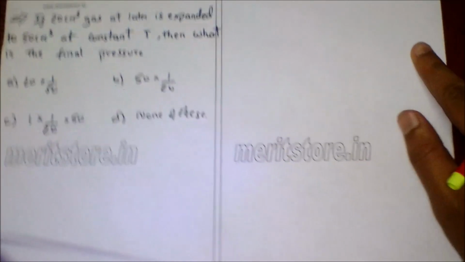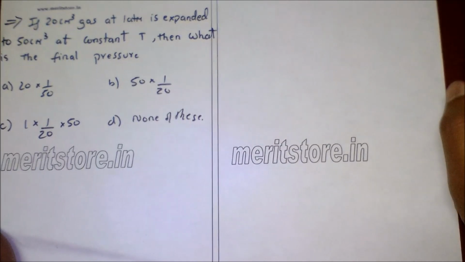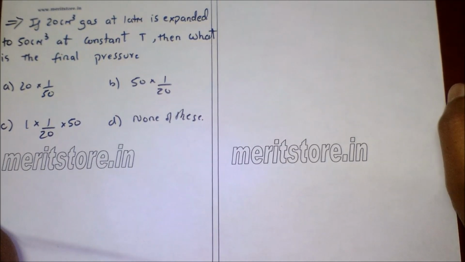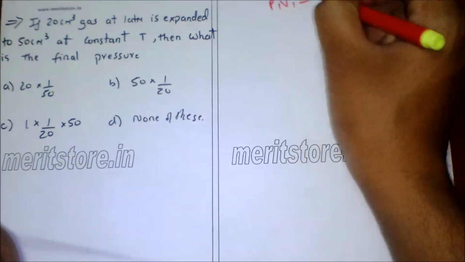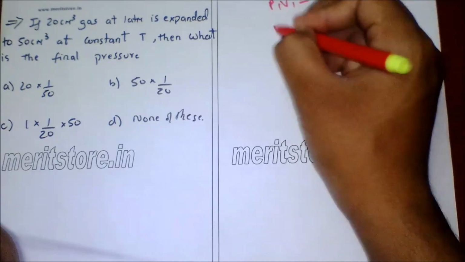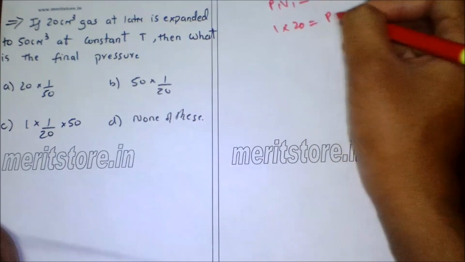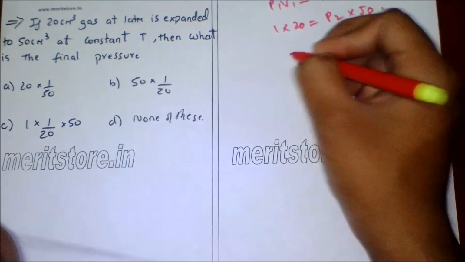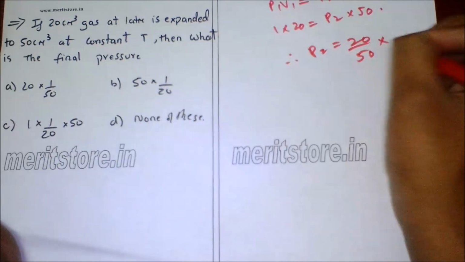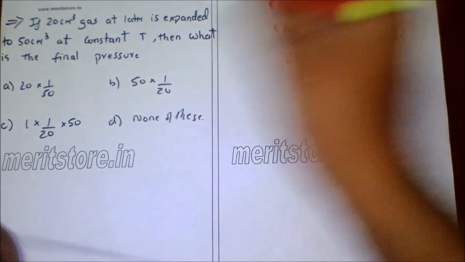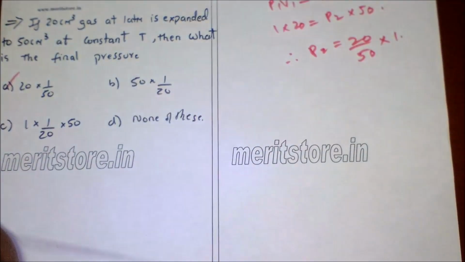If 20 centimeter cube of gas at 1 atmosphere is expanded to 50 centimeter cube at constant temperature, then what is the final pressure? At constant temperature, P1 V1 is equal to P2 V2. So 1 into 20 is equal to P2 into 50. Therefore, P2 is equal to 20 upon 50 into 1. So option E is the correct answer.